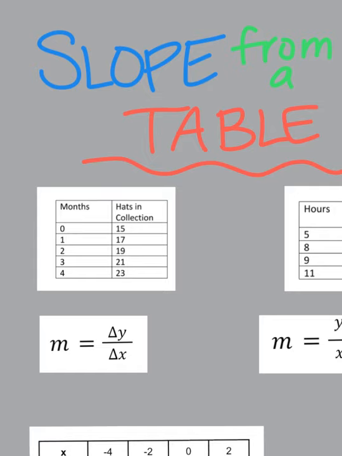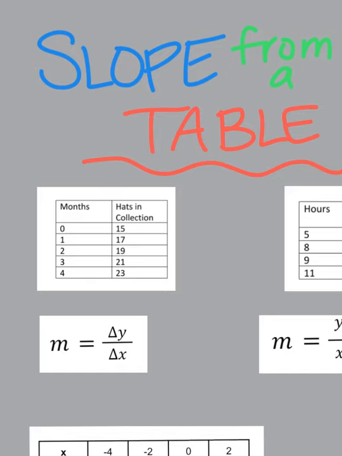Most tables are going to go up in a consistent way, meaning they'll go up the same amount for each x value and for each y value. Not all tables will, so you do have to check and make sure that your table is full of linear data. So let's look at the slope in this very first table that we have over here.